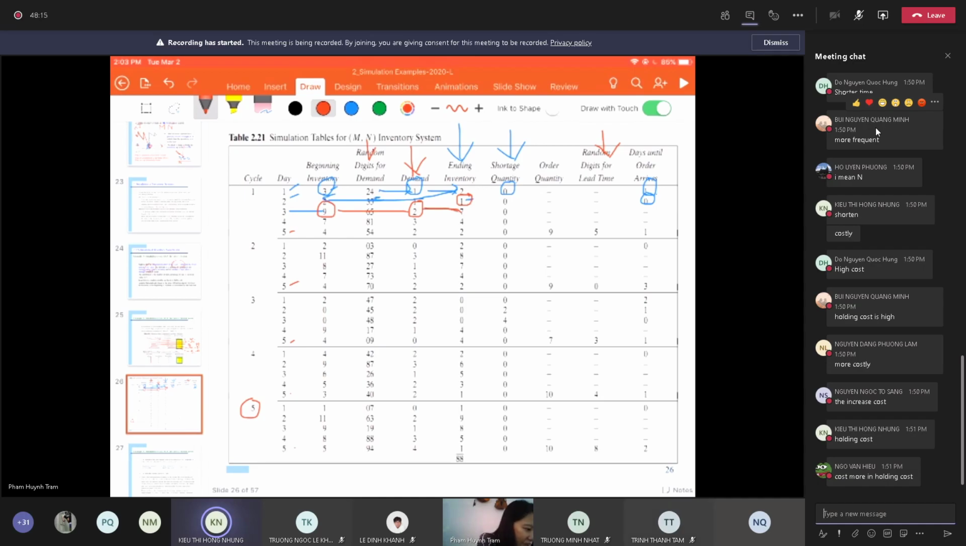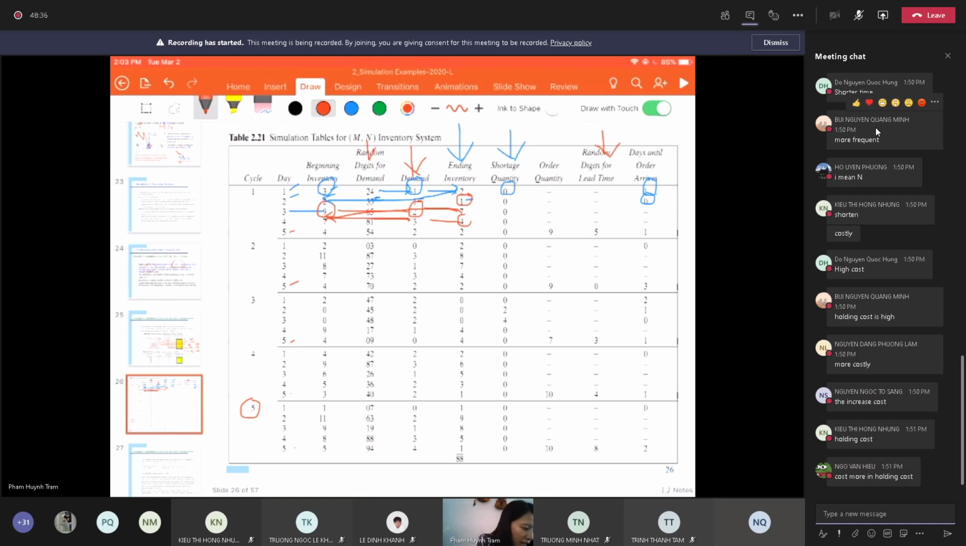Okay, demand for day 4 is 3, corresponding to 81. So ending inventory of day 4 will be 7 minus 3 is 4. Okay, a shortage doesn't happen on that one.